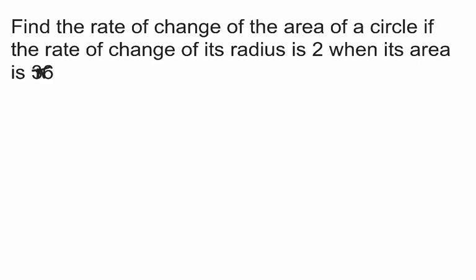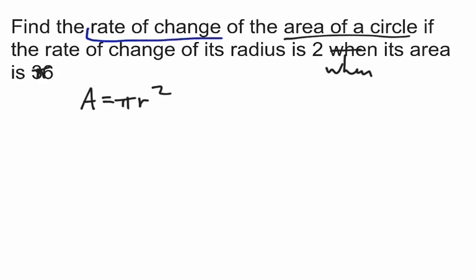Or really, we could say when its area is 36 pi. So, things that you need are, first of all, an equation. Well, that's kind of fun. Hey, we're dealing with the area of a circle. We know that the equation for the area of a circle is A equals pi r squared. Okay, and because we're talking about the rate of change of the area, that's a thing, and that thing is A prime. It's the derivative of A, or we could say dA/dt.